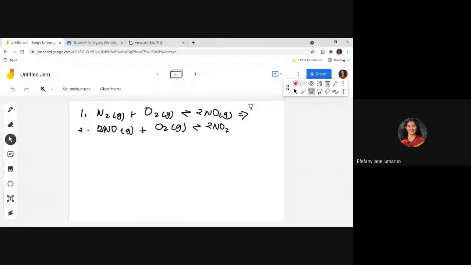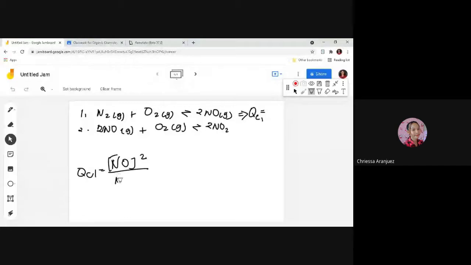Sige, we have QC. QC for number 1. QC1 is equal to NO2 raised to 2 over NO raised to the power of 2, times N2 times O2. QC1. What about QC2?